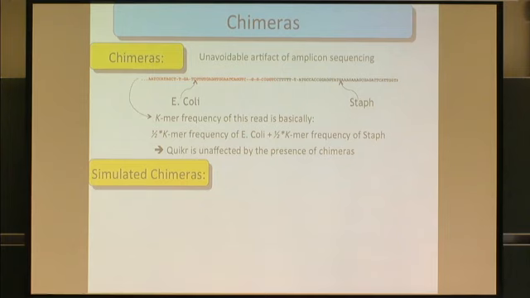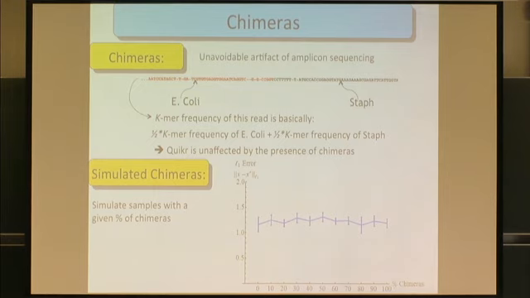In fact, if you simulate these, check out this plot. Here's percentage of chimeras in a sample, and here's our error at the genus level. Even if you go up to 100% chimeras, the method is still not negatively impacted, which I doubt you can say with other methods. And this is only because of this fun little k-mer counting fact right here.